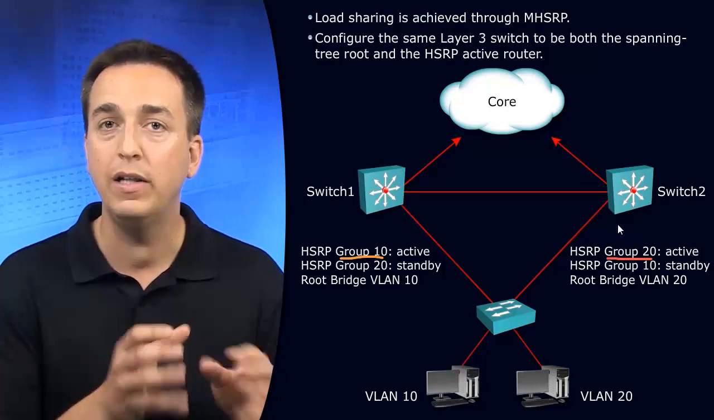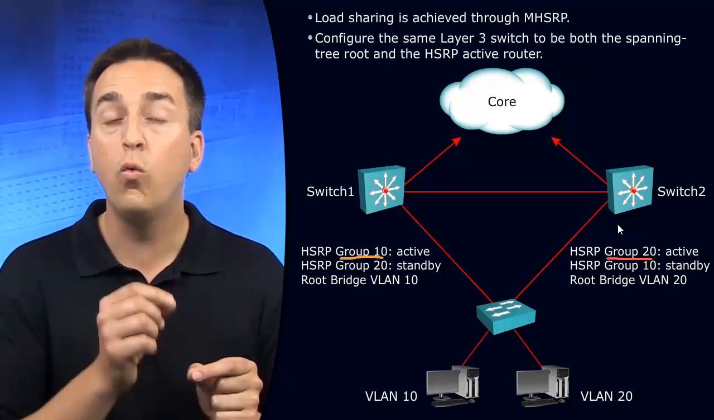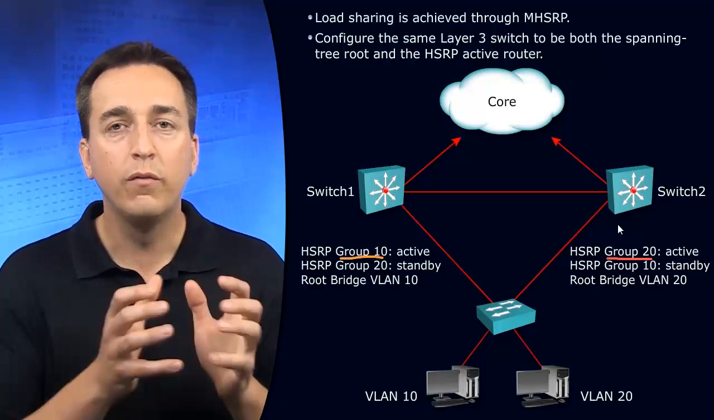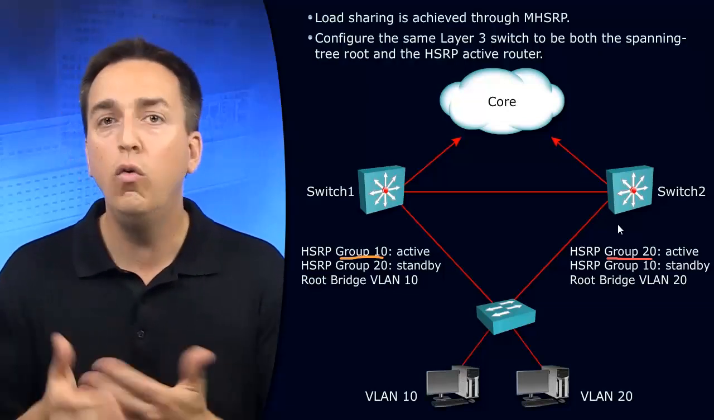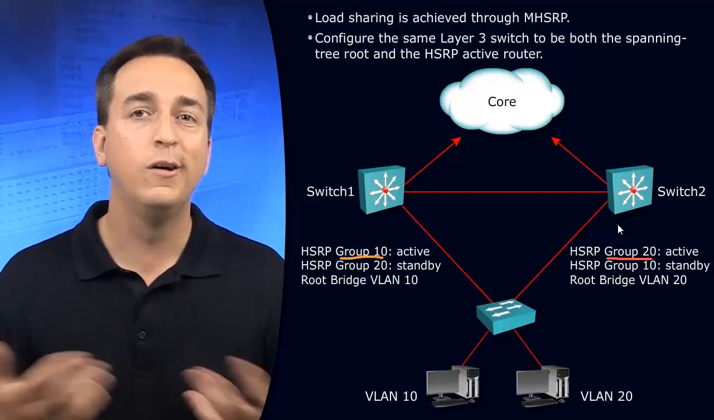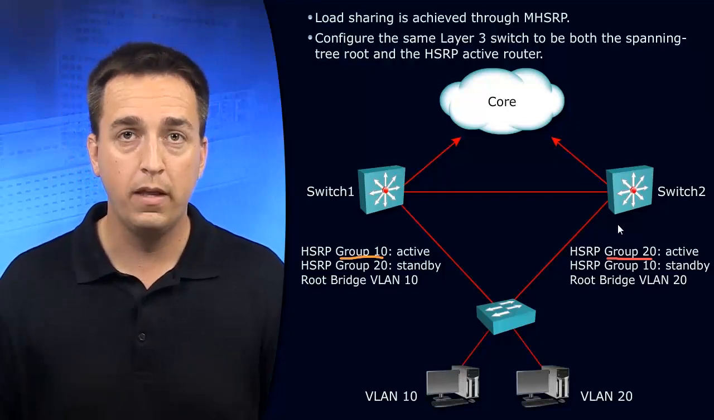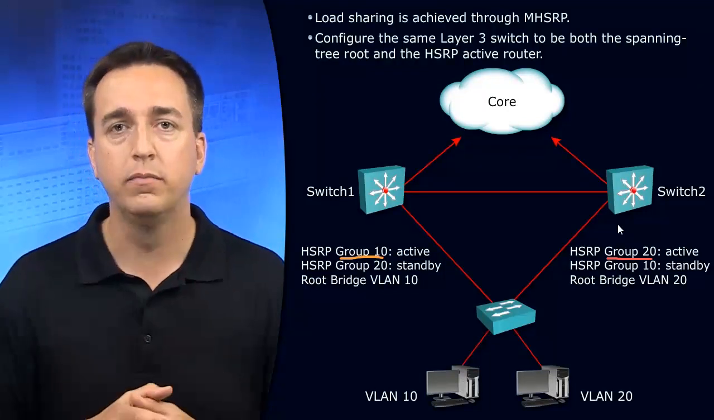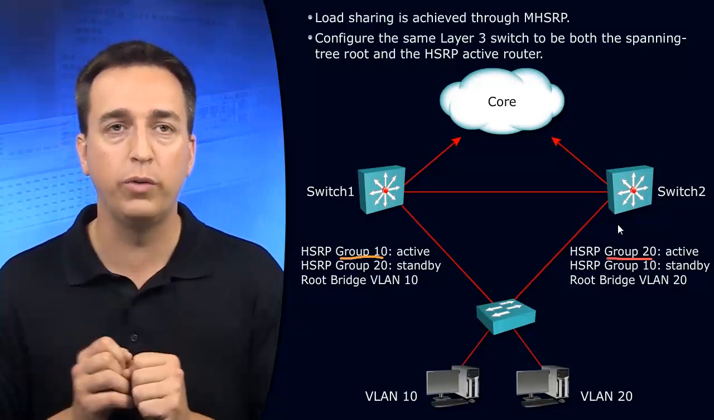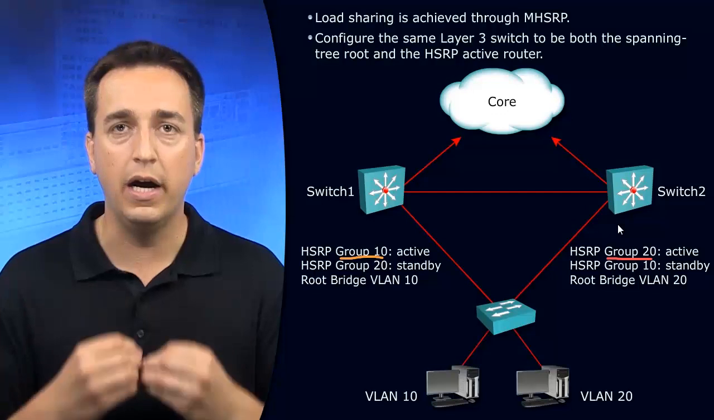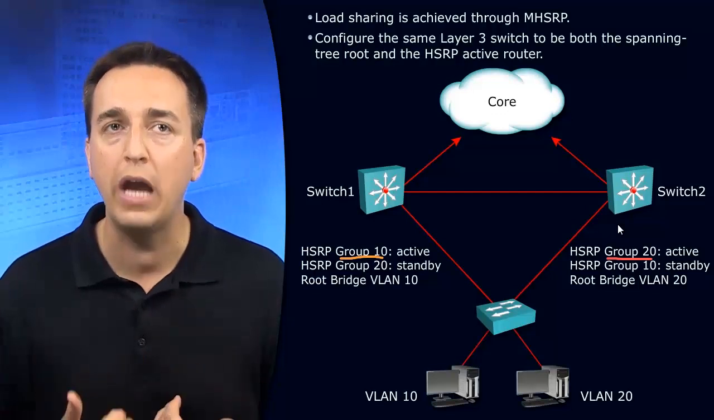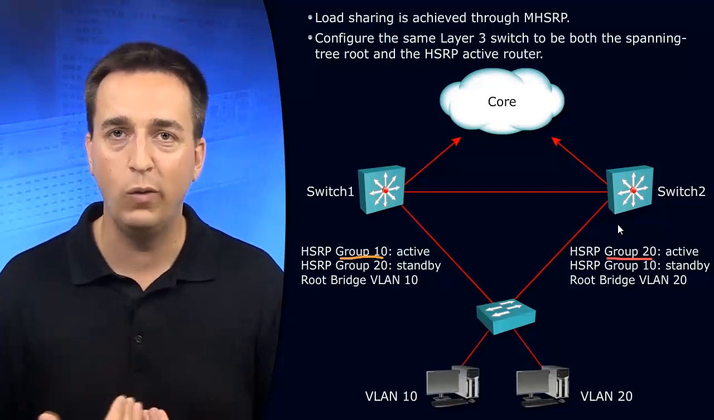Therefore, everybody in VLAN 10 will be configured with the virtual IP address for group 10, and everybody in VLAN 20 will be configured with the virtual IP address for group 20. But notice the mapping. Active with the root bridge in both cases. And what have we just done? We've provided load sharing for HSRP as well.